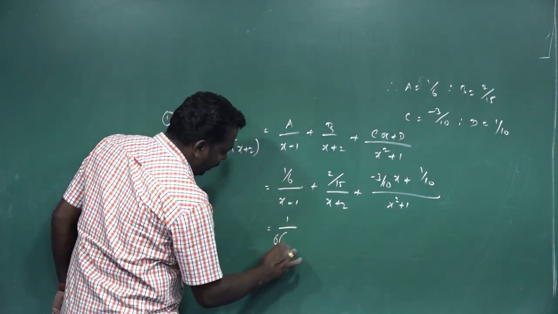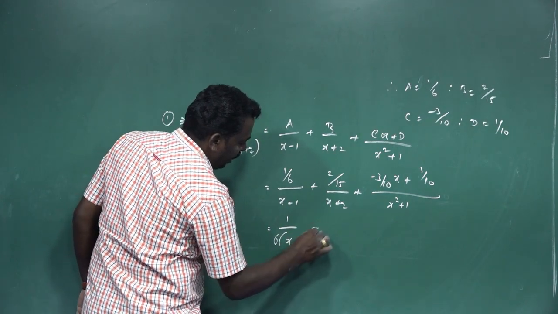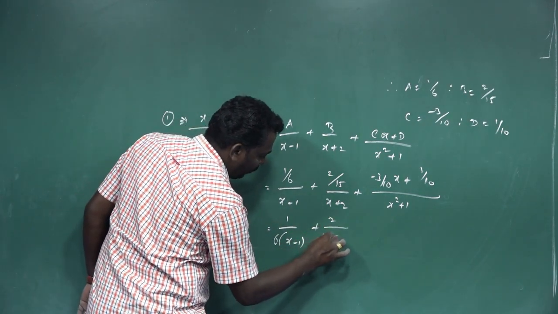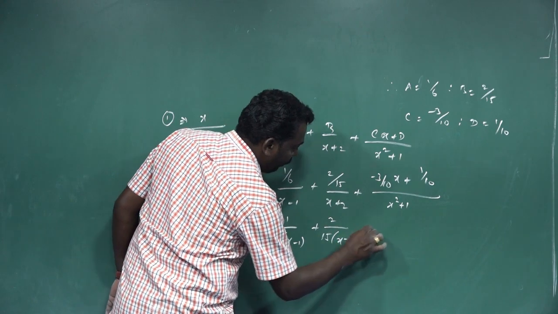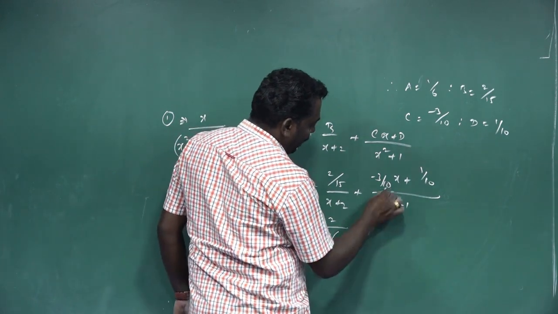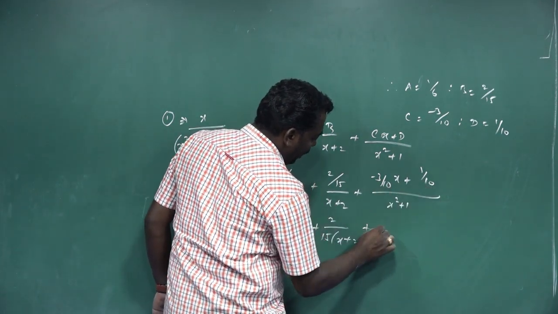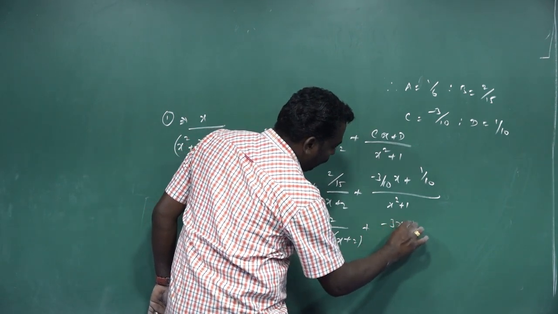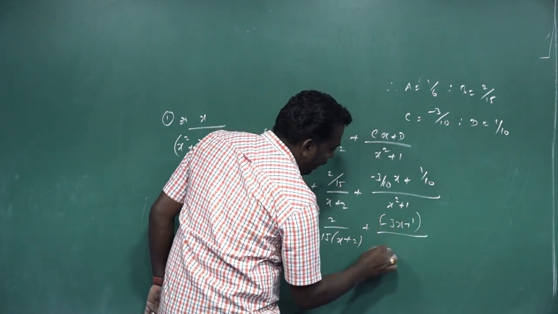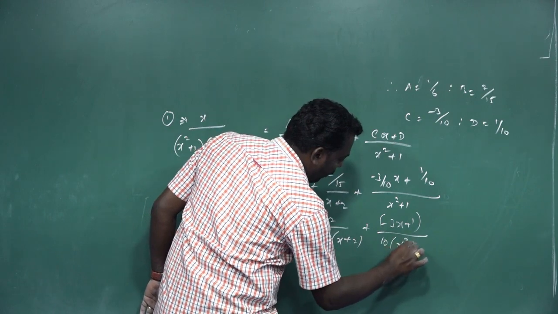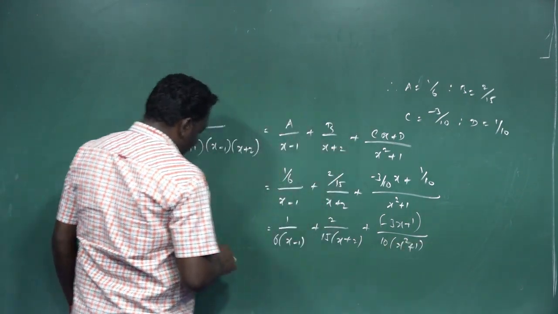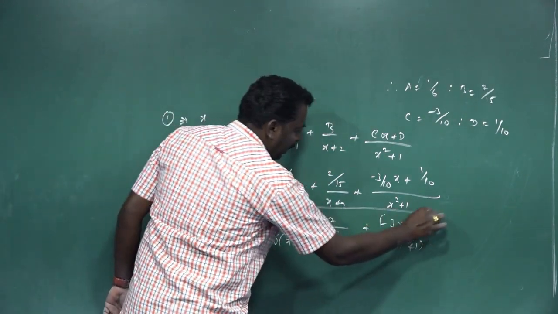1 by 6 into x minus 1 plus 2 by 15 into x plus 2, and then plus, we can take common denominator equal to 10, that comes in the denominator. Therefore minus 3x plus 1 by 10 into x square plus 1. And this is the final simplification of the given sum.